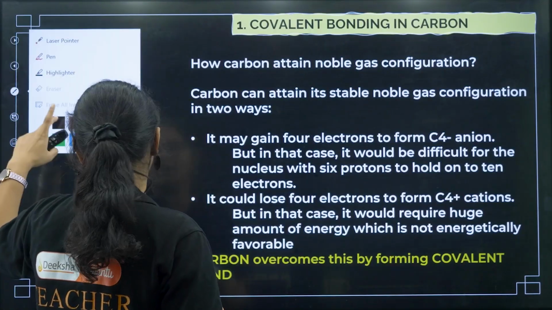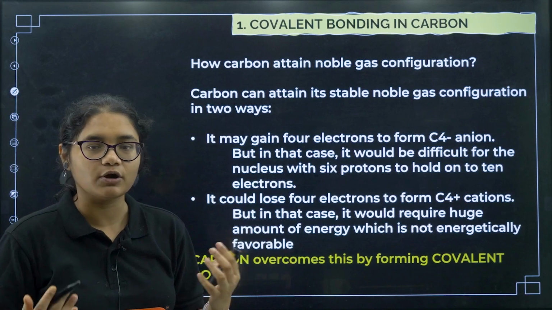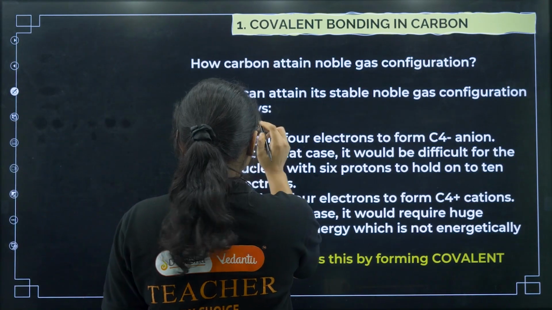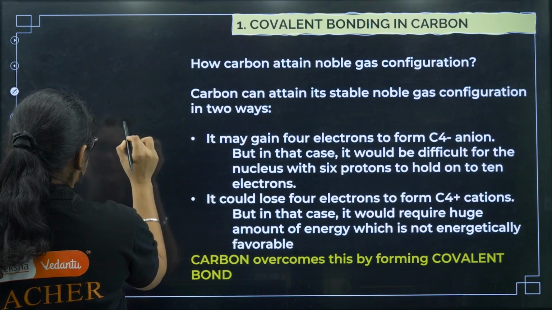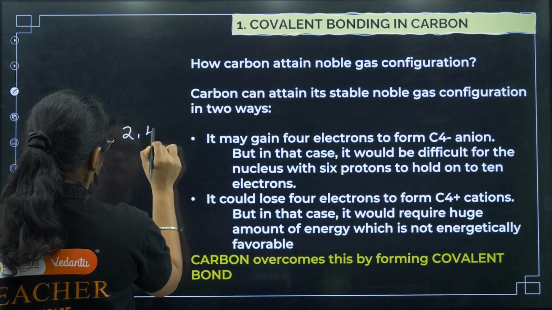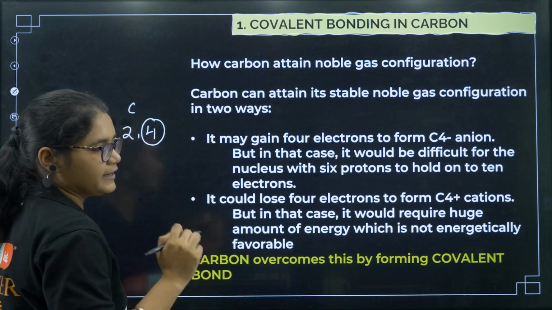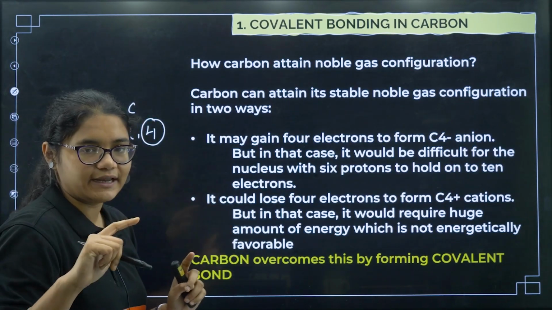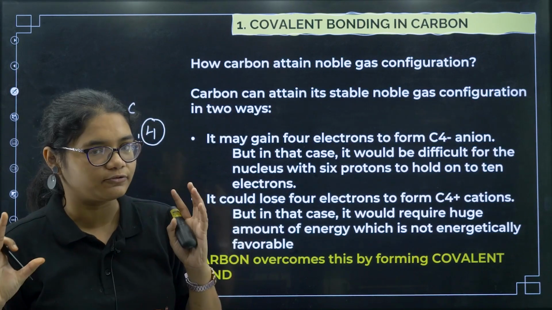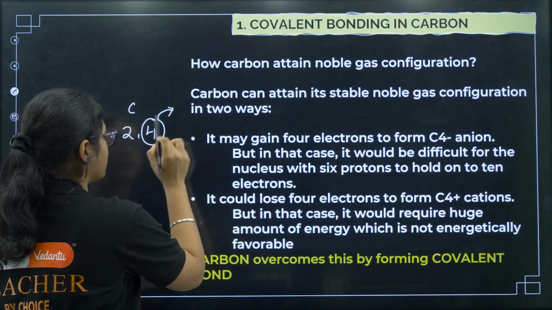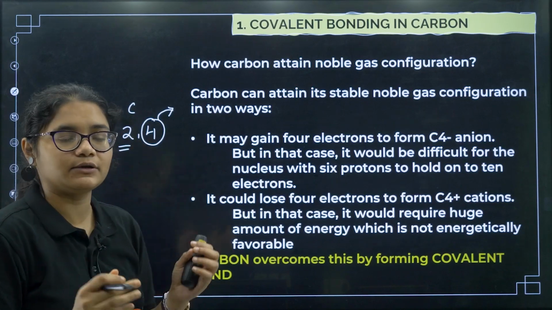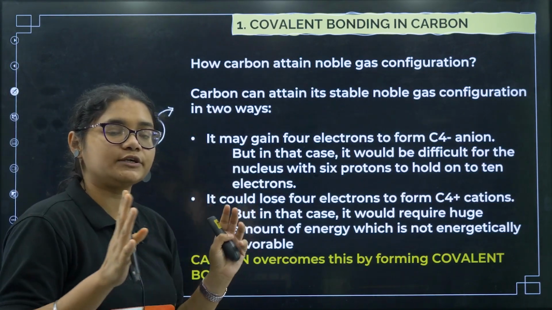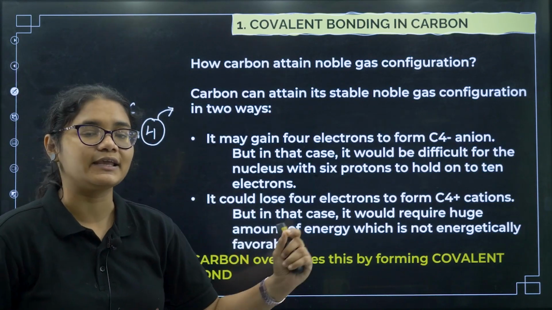First of all, why does carbon have to form a covalent bond? Why not an ionic bond or any other type of bond? If you see the electronic configuration, carbon has only 4 electrons in the valence shell. If it gains 4 electrons, it will become 8, which is a stable noble gas configuration. Or if it loses these 4 electrons, then also it will get the stable configuration of helium. But both gaining 4 electrons and losing 4 electrons are difficult in the case of carbon.